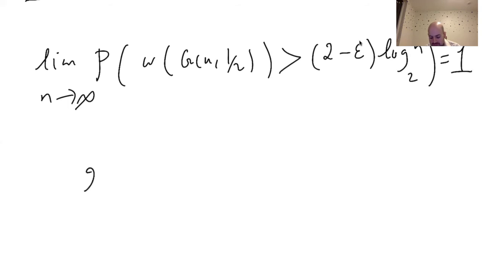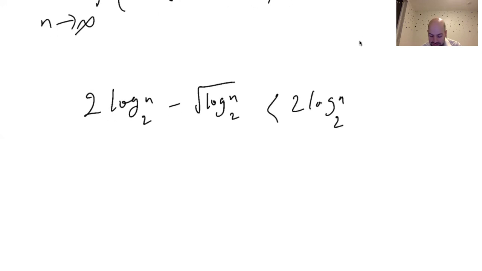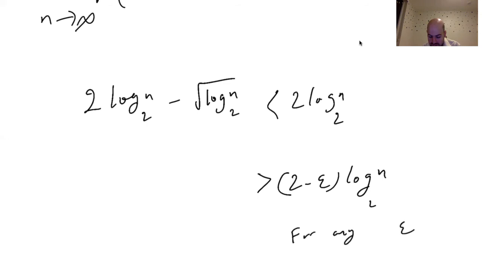So for example, let's say you consider 2 log n minus, let's say, root log n, or minus root 2 log n, doesn't matter. So look at this function. Well, first of all, it's obviously less than 2 log n. And it's bigger than 2 minus epsilon log n for any positive epsilon.